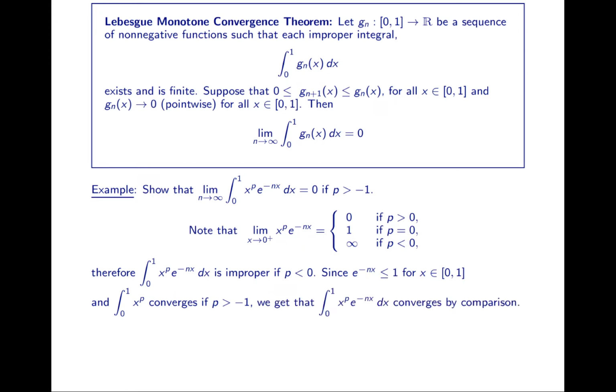So, if we apply the comparison test, the integral from 0 to 1 of x to the p times e to the negative nx dx converges so long as p is greater than negative 1. So this integral is integrable for p greater than negative 1, for p equals 0, and for p greater than 0. In other words, for all p greater than negative 1, this integral exists.